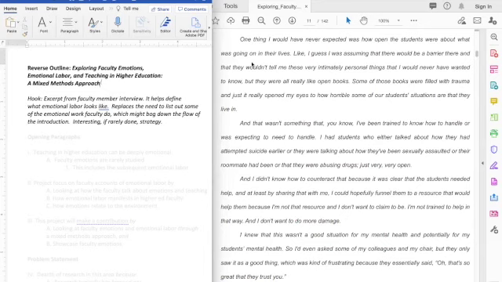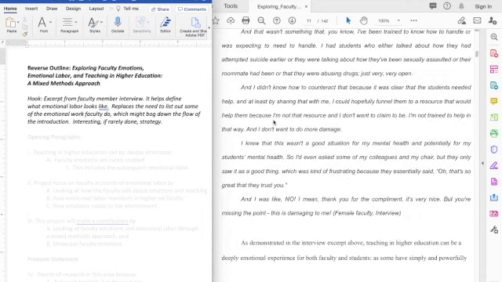I knew this wasn't a good situation for my mental health and potentially for my students' mental health. So I even asked some of my colleagues in my chair, but they only saw it as a good thing, which is kind of frustrating because essentially they said, "Oh, that's so great," and that they trust you. And I was like, "No, I mean, thank you for the compliment. It's nice, but you're missing the point. This is damaging to me."